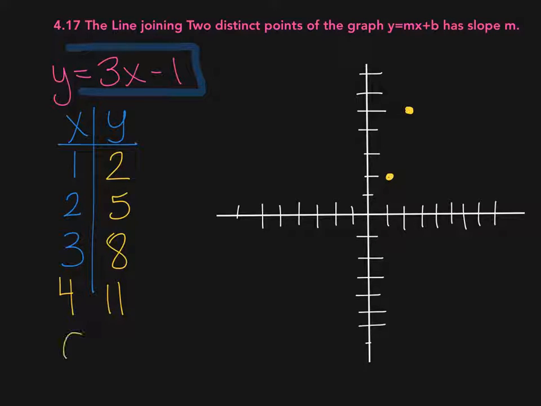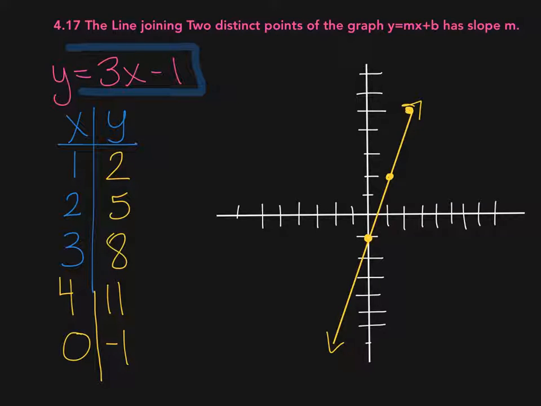So let's see what would happen if I put a 0 into my function. So 0 into my equation. 3 times 0 is 0. 0 take away 1 is -1. So I can come to my coordinate grid and put a third point right there. And then I could also continue on in the negative direction. But when I draw my line, there I am. I'm done. I've graphed this equation.